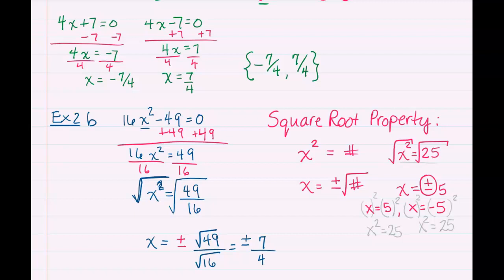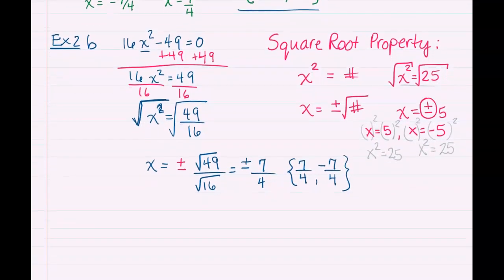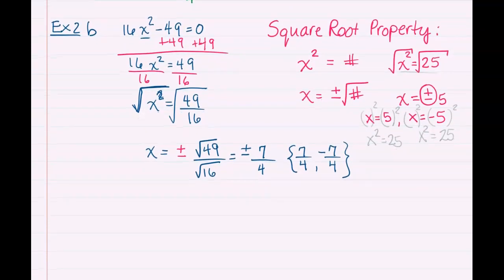So this means that we have a solution set with two answers. One of them is 7 over 4, and the other one is negative 7 over 4, which we see is the same thing that we found up above. Now the cool thing about the square root property is that we don't have to remember how to factor stuff that doesn't work.